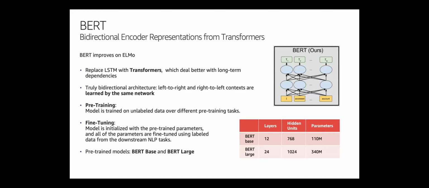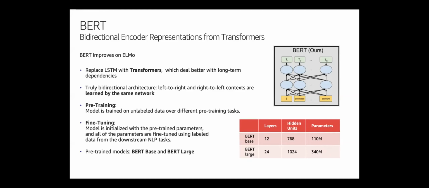So one of the big advantages of BERT is really to be able to learn the left to right and the right to left context of a sentence together, and it's learned by the same network. And this is done by applying self-attention, and we will see how that works here in a little bit.